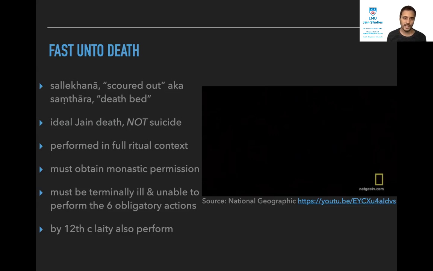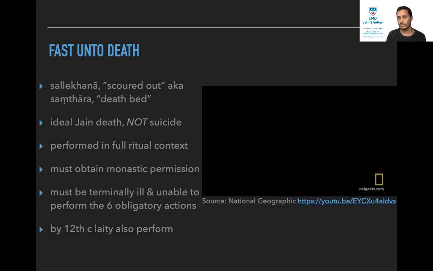We will also see that you can't just do this because you want to die, or you're tired of life, or you want to achieve liberation, right? Those would all be attachments if you wanted to just do this to die, right? You have to obtain monastic permission from a higher authority. And importantly, you must already be terminally ill and unable to perform the six obligatory actions.